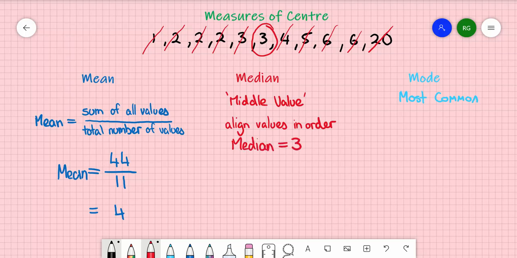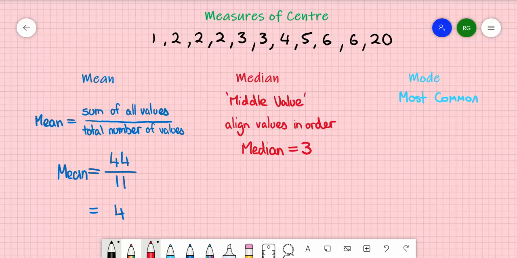is 3. It's worth noting that if I was to remove one of the values, so if I removed the value of 20 and I did the same process, what you're going to find out is that you don't actually have a middle value. In this case, I have 3 and 3. Now, it's very easy to therefore say that the median is also 3.